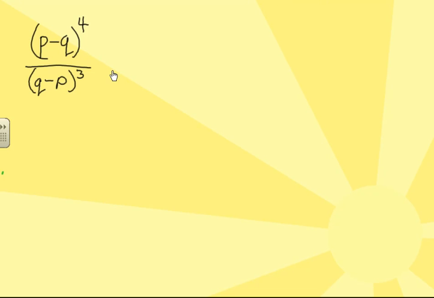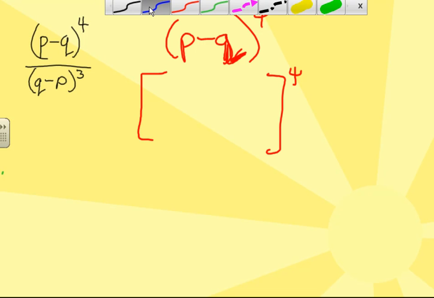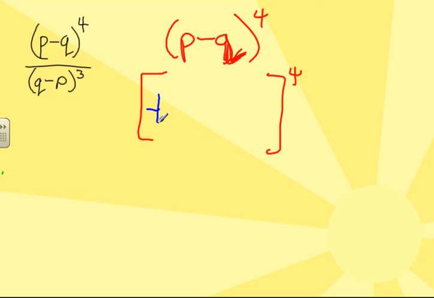So let's do the top first. I'm going to do the top in red. P minus Q to the power of 4. Excuse my funny looking Q. Well, I'm going to take all of that, and I'm just going to leave that power of 4 on the outside. On the inside, I'm going to take a minus 1 out. That P becomes negative P. That negative Q becomes a positive Q.